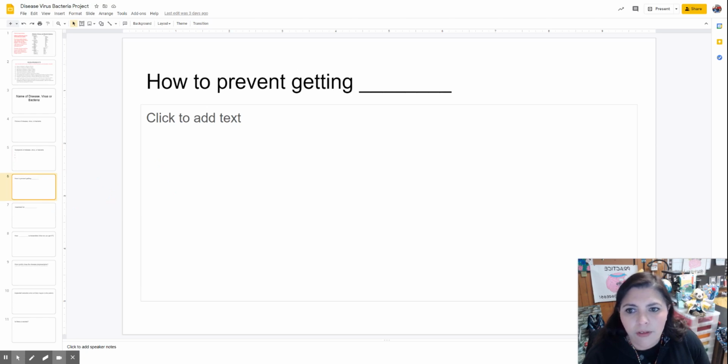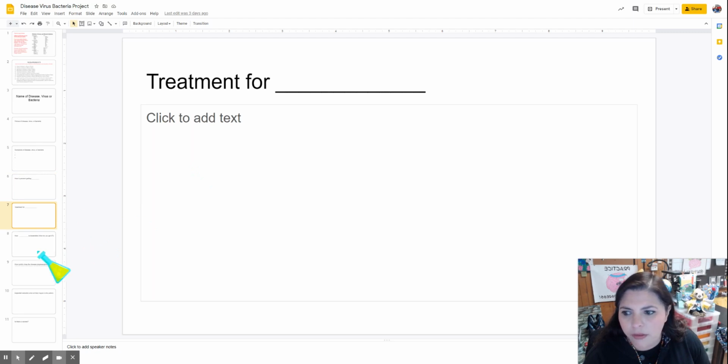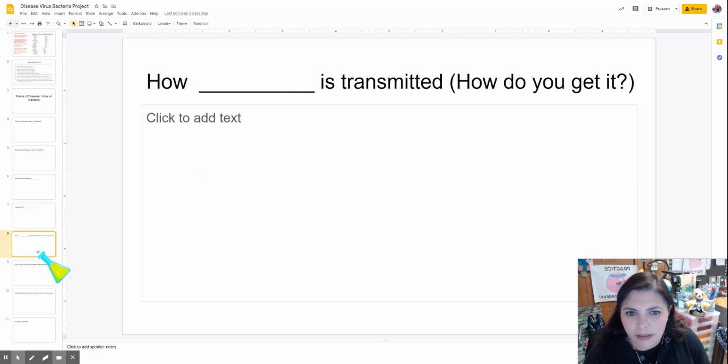Here you would fill in how to prevent getting, and then you can fill in whatever it is that you're researching, and then add the text on how you can prevent from getting it. Remember, if there is no prevention, then you need to specify that. Treatment, I left a blank for you to insert the name of the disease, virus, or bacteria. Then same thing here, right?